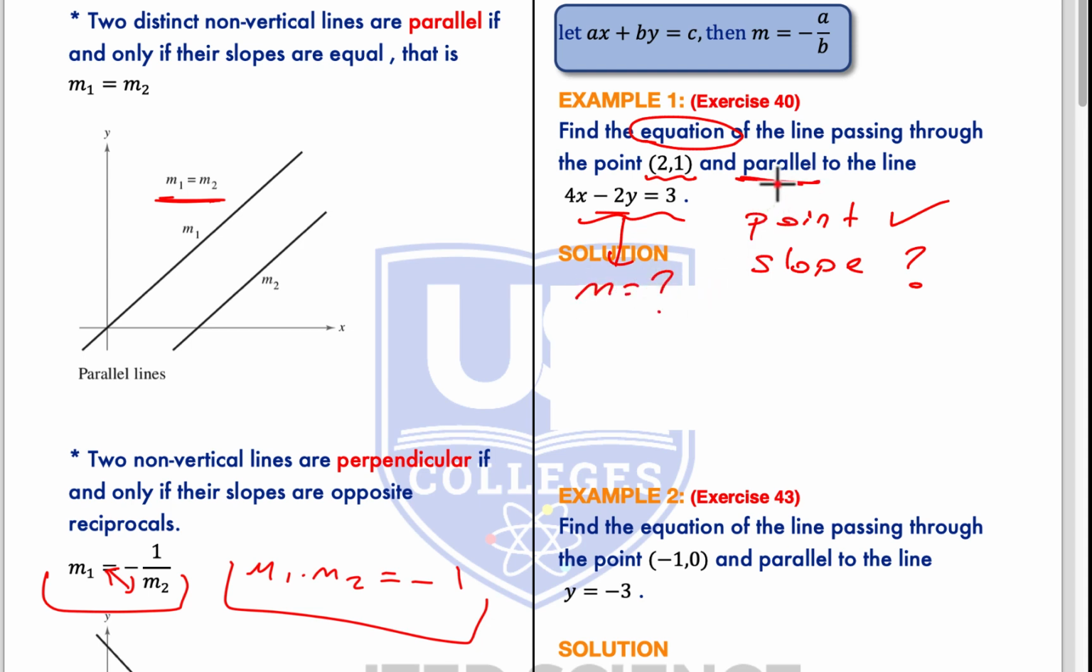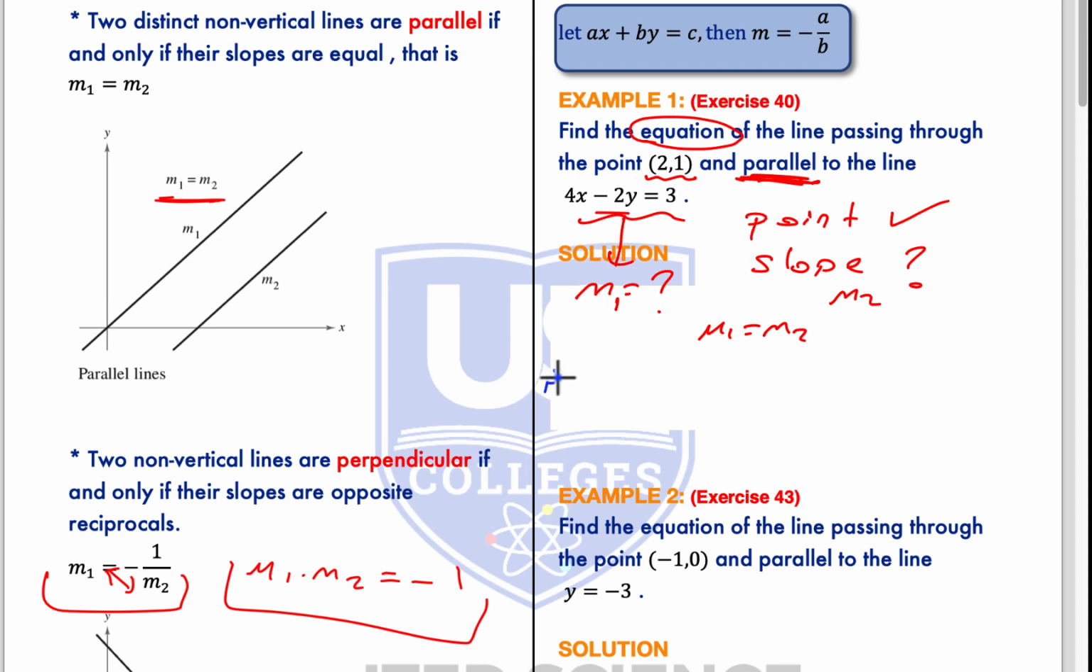So we know that if two lines are parallel to each other, the first rule, their slopes are same. So the slope of the equation that I'm going to write will be same as the slope of this line. If this is m1, this is m2, then m1 is equal to m2. If I find the slope of this given line, I will find the slope of this line that I'm going to write. How do I find the slope? In the previous topics, we learned how to find the slopes.